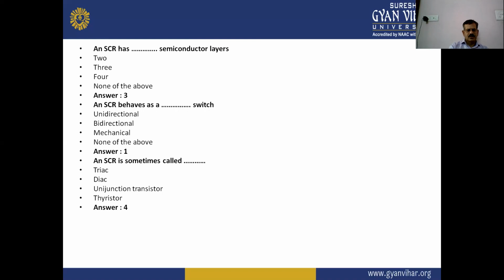And the next question: an SCR, or silicon controlled rectifier, is sometimes called a triac, diac, unijunction transistor, or thyristor. Another name of the silicon controlled rectifier is thyristor. So thyristor and SCR are the same. The correct option is 4, thyristor.